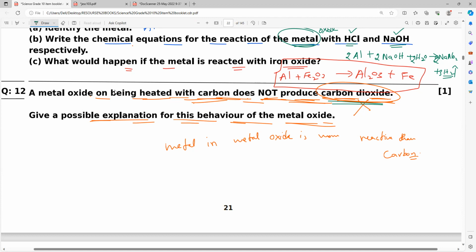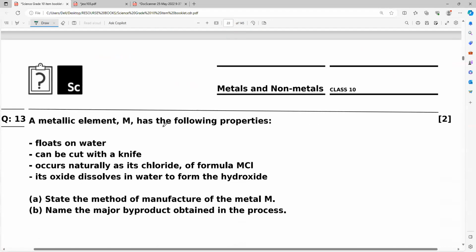If you don't know also, you'll learn it. If the carbon wants to displace, then definitely it needs to be more reactive than the metal which is present in the metal oxide. Clear everybody? Next, I think this is the last question.